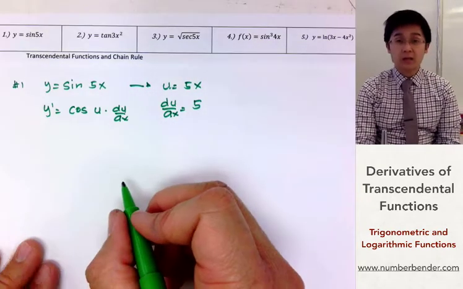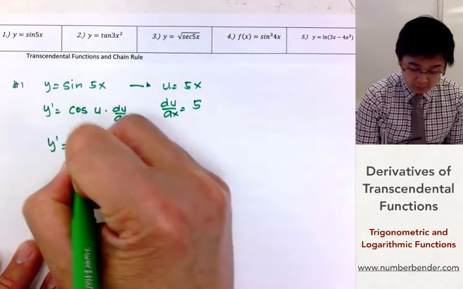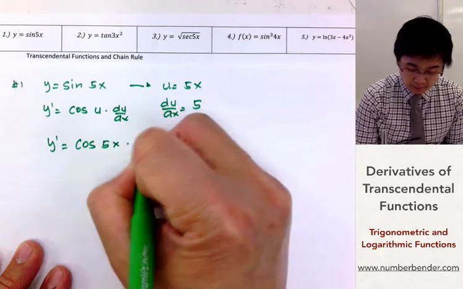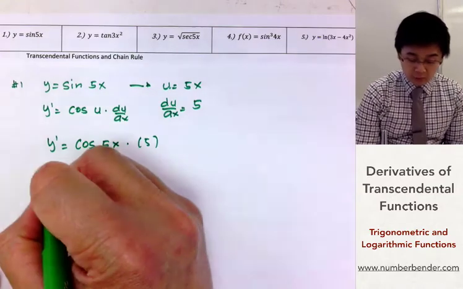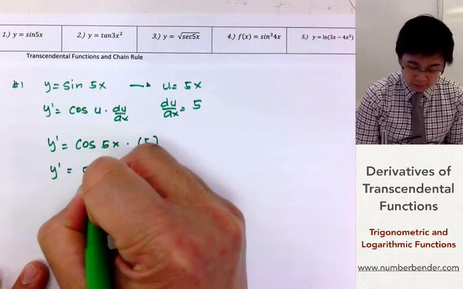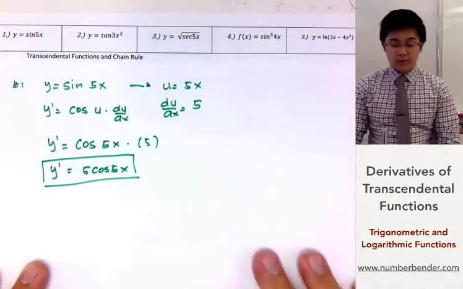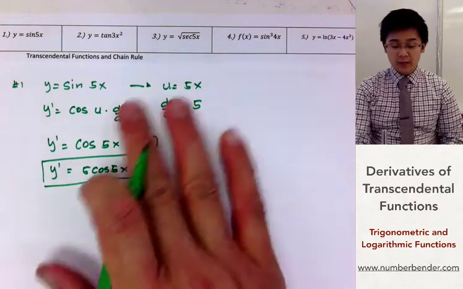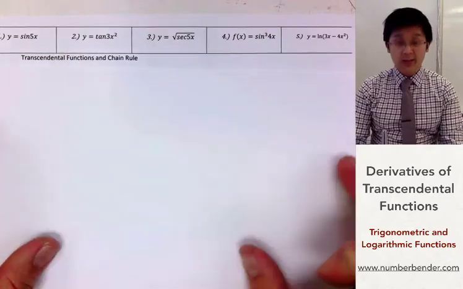So if we apply the formula for the derivative of sine 5x, y prime is therefore cosine 5x multiplied by 5. This is our derivative for sine 5x, which we can also simplify as 5 cosine 5x. So this is how we use the derivative formula for sine 5x, and we use the chain rule in the process. Now let's go ahead and answer problem number 2.